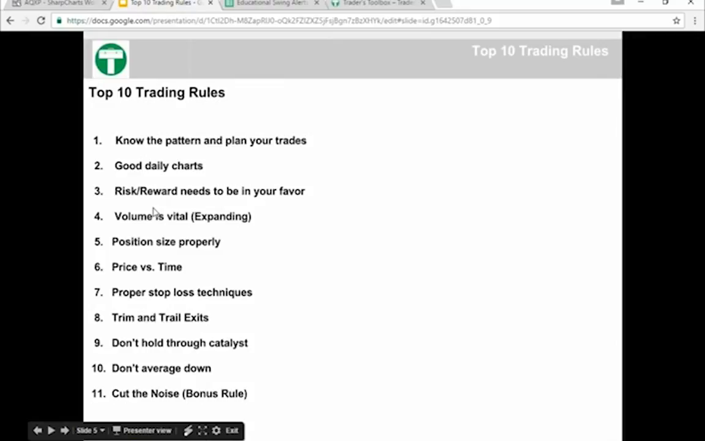Risk reward needs to be in your favor. I go into a trade, folks, asking myself, okay, what is my risk on this trade, and can I afford that loss? Okay, so that's the first thing I ask myself, and that's one of the main things that have really improved my trading over the years. Going in knowing, okay, hey, worst case scenario, what is my exit and how much am I going to lose?